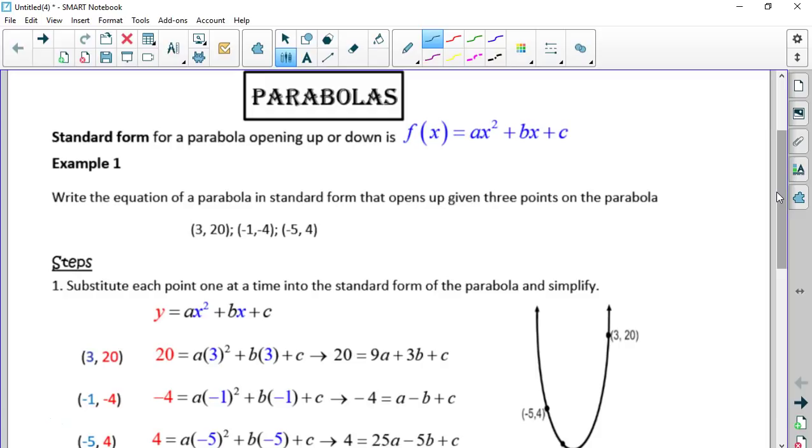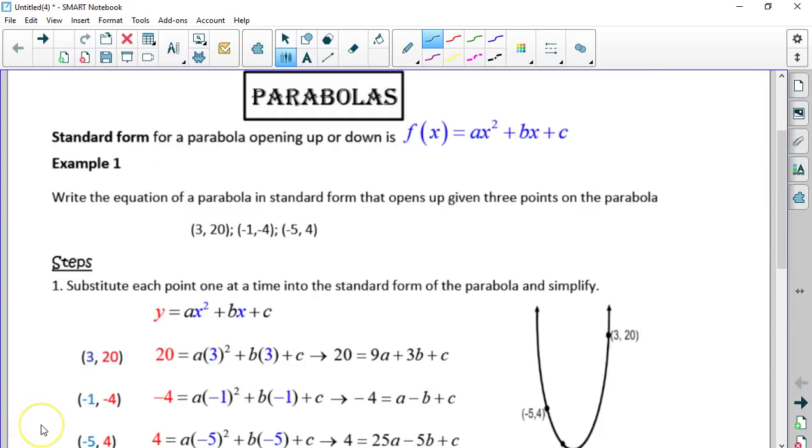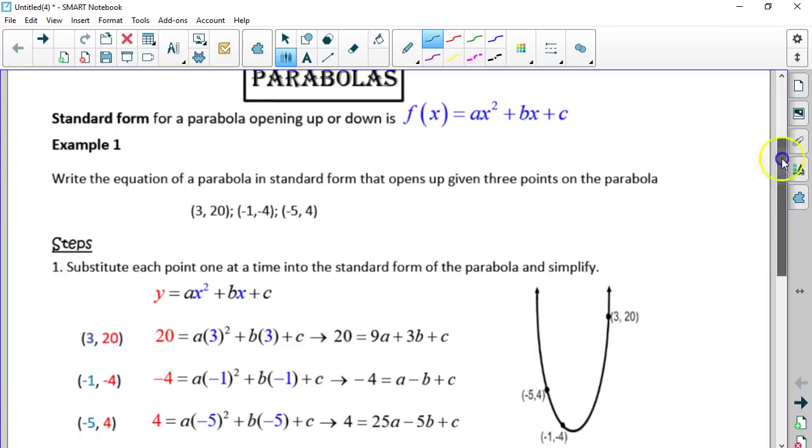Write the equation of a parabola in standard form that opens up, given 3 points on the parabola: (3, 20), (-1, -4), and (-5, 4). So let's see how this works. Now, this part is conveniently already filled out for you.